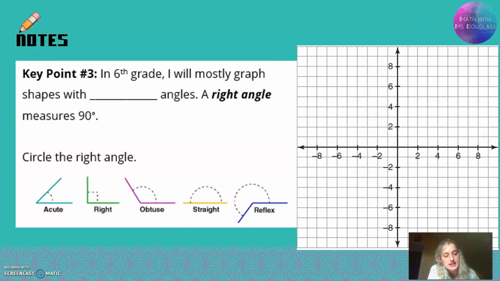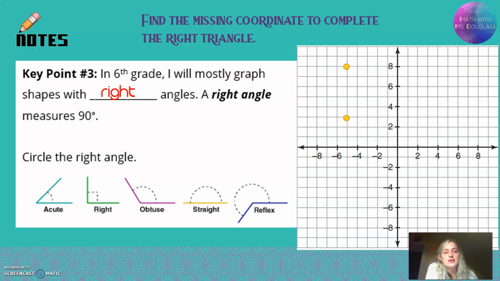Rectangles we know. There might be other shapes that we're not as familiar with. Maybe you don't know what a right triangle is, or a right trapezoid. Most of the time when we're doing this, we're going to be dealing with shapes that have right angles. A right angle measures 90 degrees and conveniently looks like a little square because our graph is all squares. So that works out for us. I want you in your notes to circle the one that is a right angle. Shouldn't be too hard. It's labeled right angle.